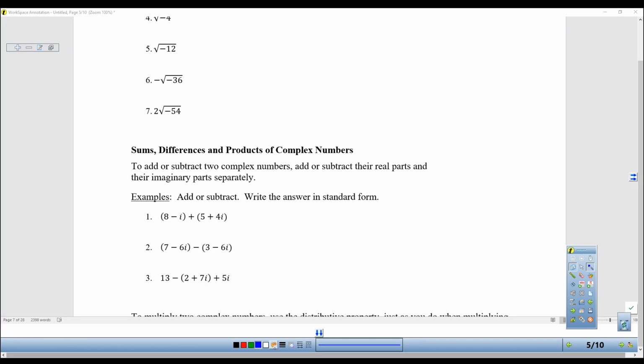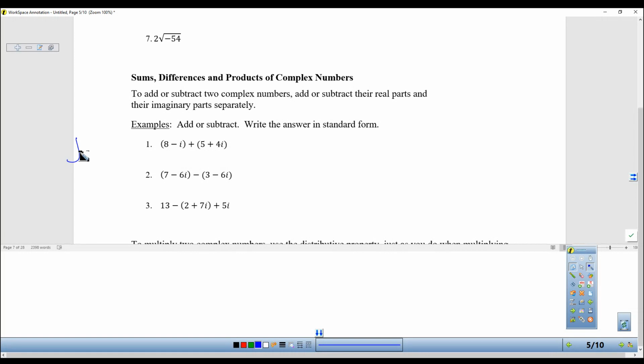So now we can add, subtract, multiply i's. These are great. They are just like x. Okay? So if this had been 8 minus x plus 5 plus 4x, that's literally all you're going to do. So I get to combine numbers with numbers, or real with real, and imaginary with imaginary.